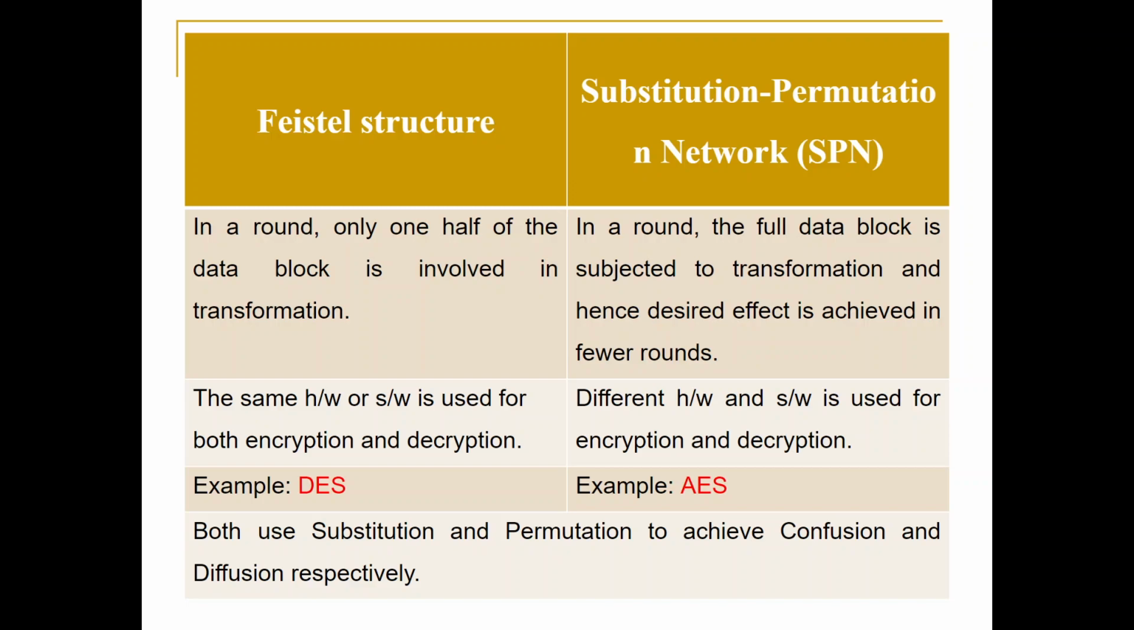Examples of the Feistel structure are DES, Data Encryption Standard, and Blowfish, Twofish. Those algorithms also use the Feistel structure. An example of the substitution permutation network is AES, Advanced Encryption Standard. Both the Feistel structure and the substitution permutation network use the operations of substitution and permutation to achieve Shannon's concepts of confusion and diffusion, respectively. So, with this, I conclude this session.